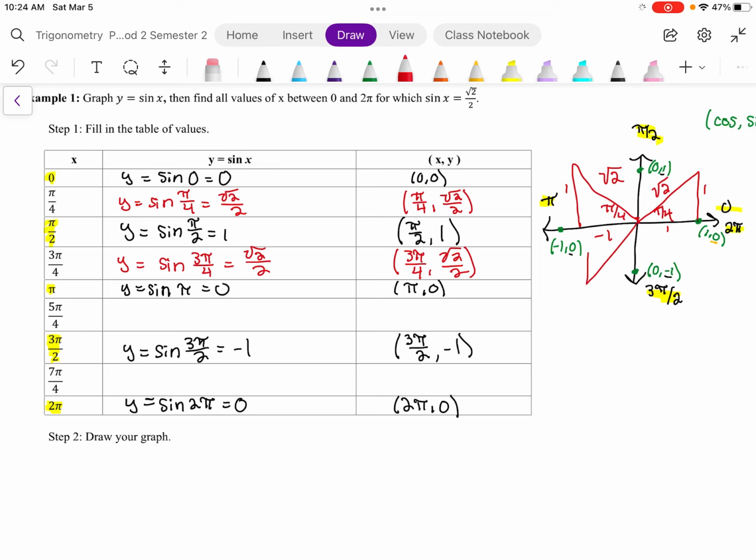And then if we go down to 5 pi over 4, again, we're going to use that special right triangle with the reference angle of 45 degrees. And this one is going to end up being negative square root of 2 over 2. And then our last one, we're going to have y equals the sine of 7 pi over 4. And this one, again, is going to be negative square root of 2 over 2.